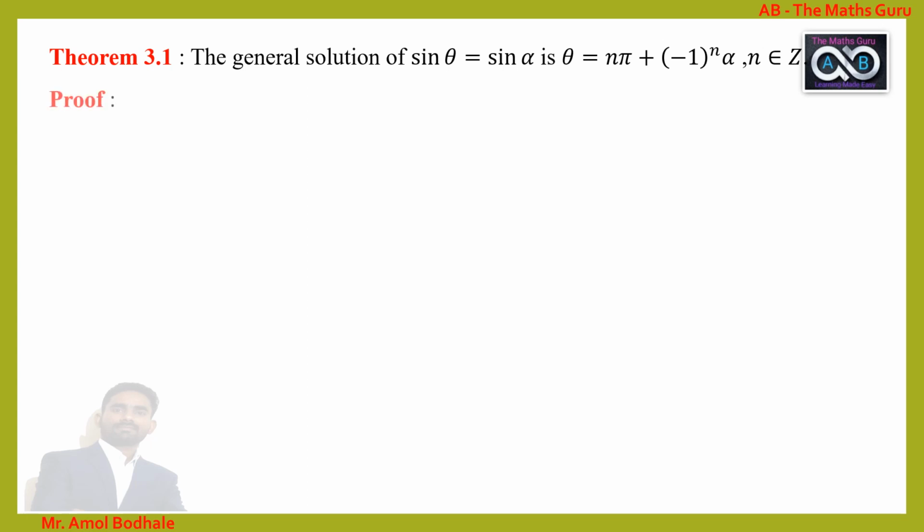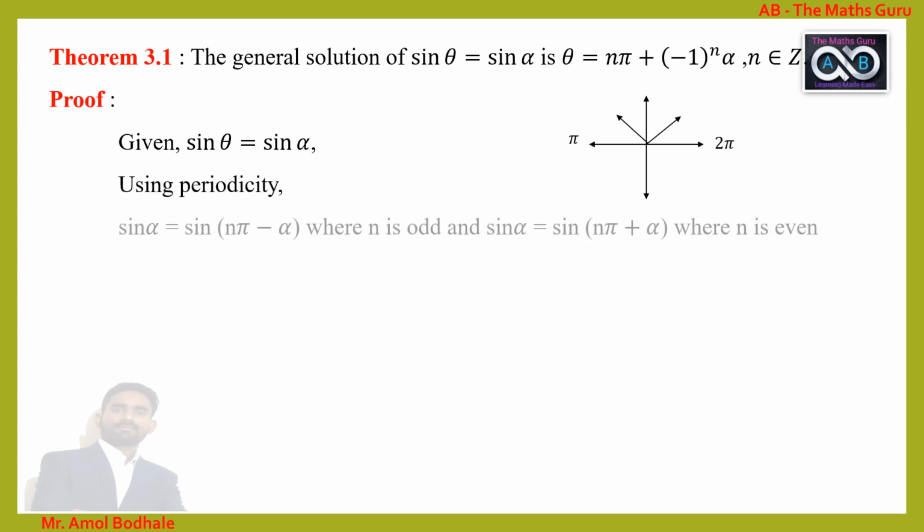So here let's start with the proof. Given that sin theta equal to sin alpha. Now here the value of sin alpha is positive, and we know that the sine trigonometric function is positive in the first and second quadrant. So the angle in the first quadrant can be written as 2 pi plus theta, and the angle in the second quadrant can be written as pi minus theta.